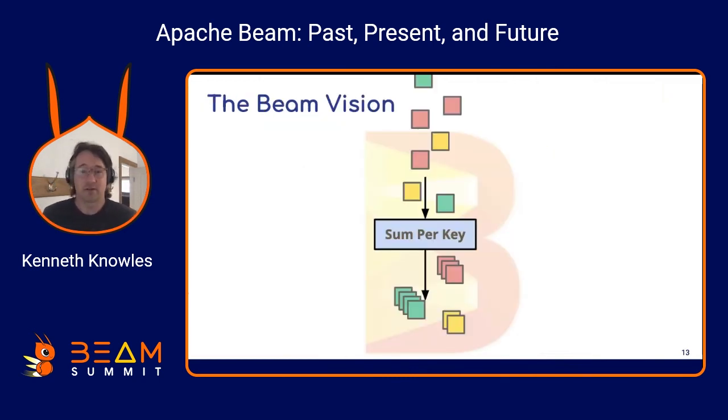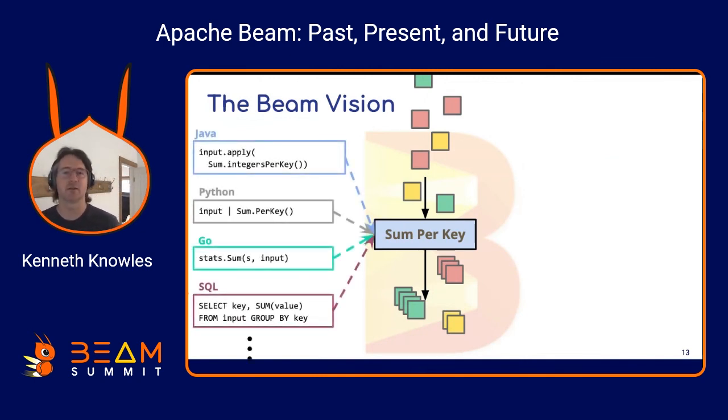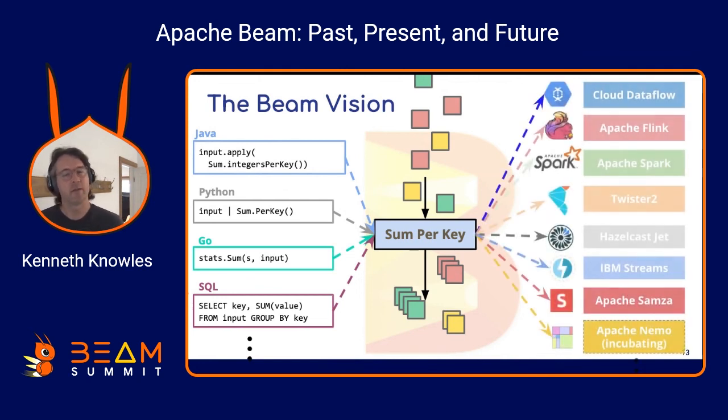Okay, so the Beam vision in one slide, it's not just about backends. That's sort of the motivation, right? We're trying to do some computation, but we're not just performing computation. We're authoring computation, right? We want you to write the logic of your computation in whatever language is best for you, right? It started with Java, but we now have Python, Go, SQL, and some other languages supported by the Java SDK. And then that's going to boil down to this sum per key, which is a super generic operation, doesn't depend on what language you wrote it in. And then we can execute that on whatever backend's appropriate for you.